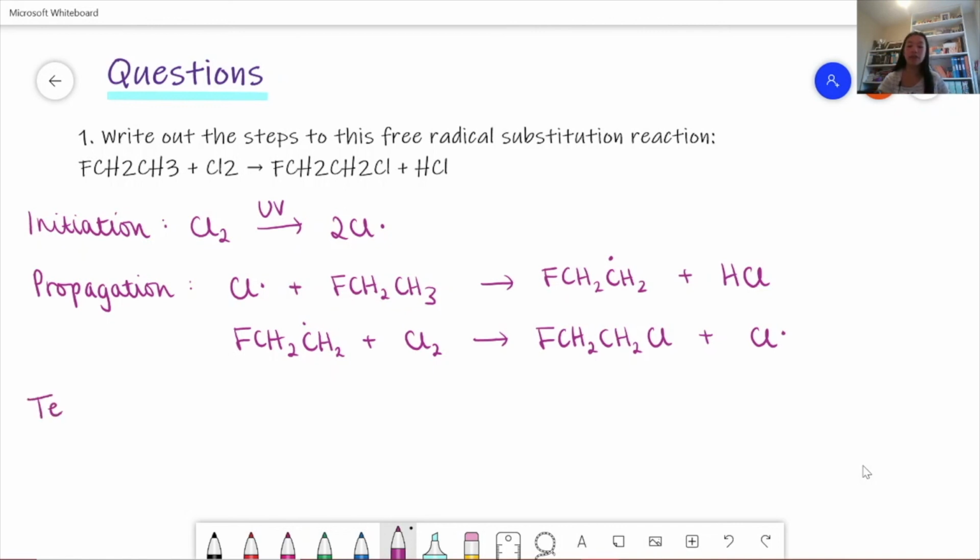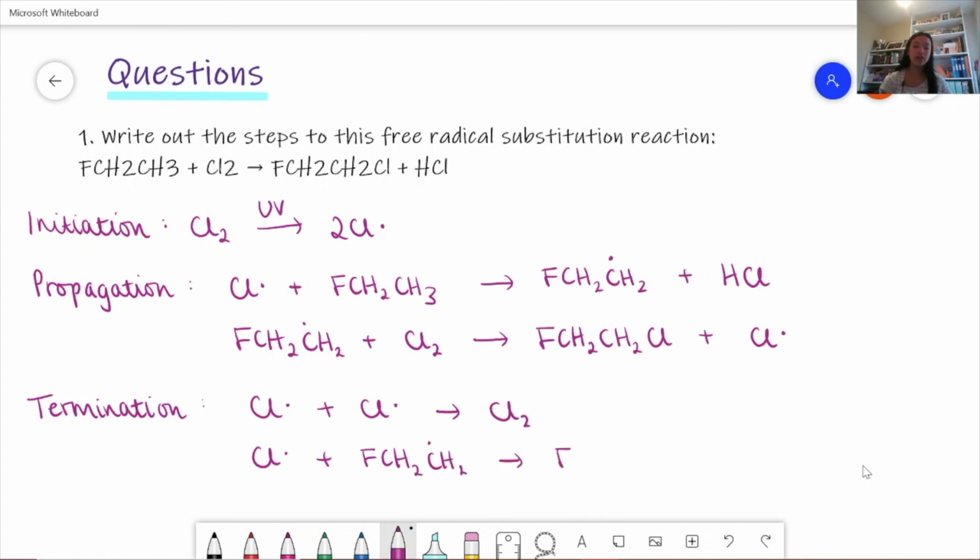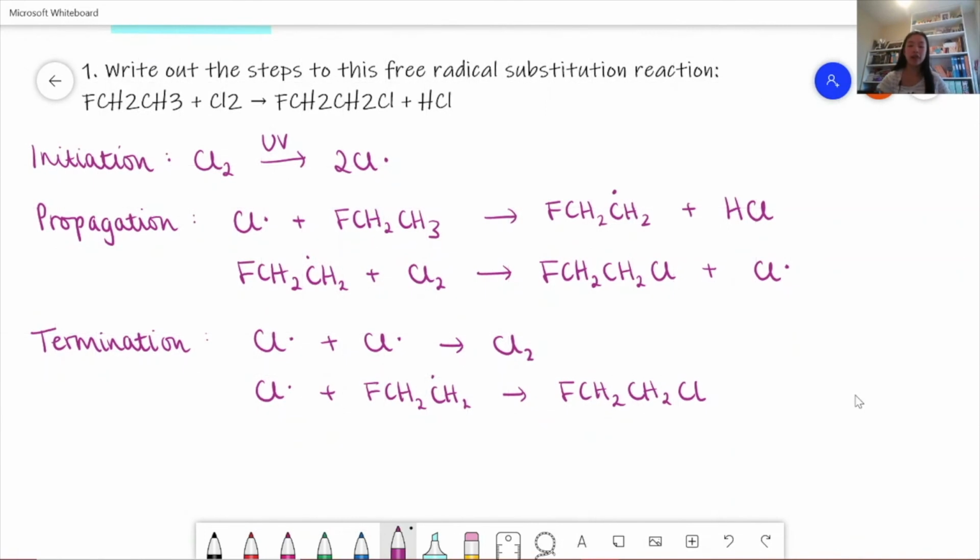And then the third step which happens is termination. So basically it's the end step. And what happens during termination is that free radicals react together and remove themselves from the reaction mixture. And so we can do this in 3 ways. First way is 2 of these chlorine free radicals reacting to form chlorine, or we could have a chlorine and a FCH2CH2 free radical, and this would form some more of this FCH2CH2Cl. Or the third thing we could do is have 2 of these FCH2CH2 free radicals reacting together. And these are our 3 steps for free radical substitutions.